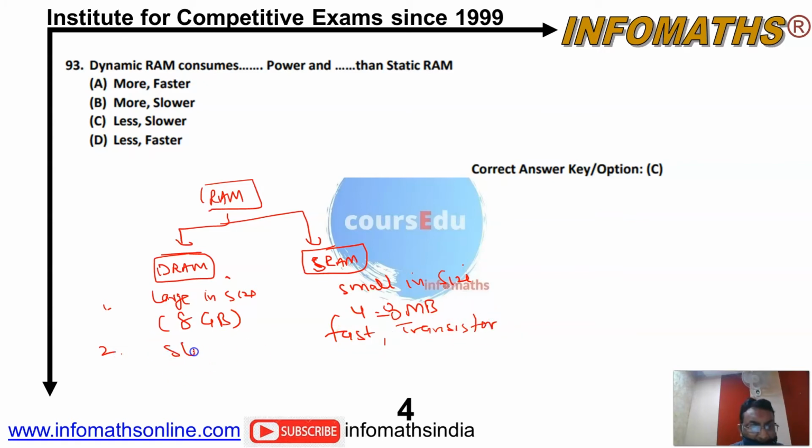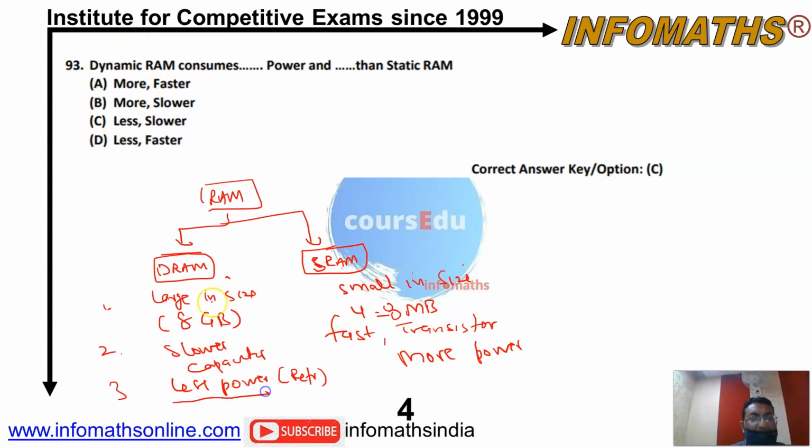And it is a little bit slower because it is made up of capacitors. It consumes less power because it needs refreshing, and the other consumes more power because transistors require more power. So now from these properties we can attempt this question. The answer will be dynamic RAM consumes less power and is slower than the static RAM. So less power and slower. We will go for the third option, and that matches with the experts.